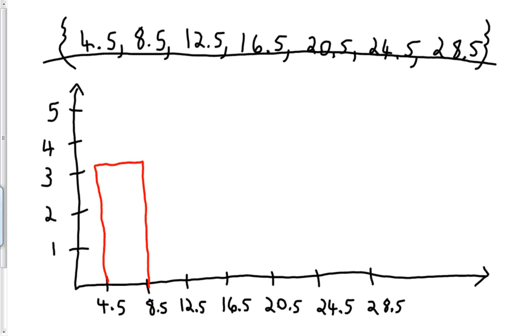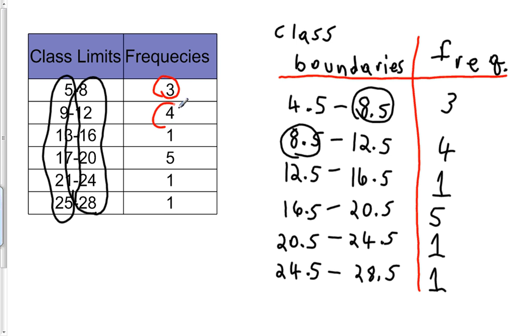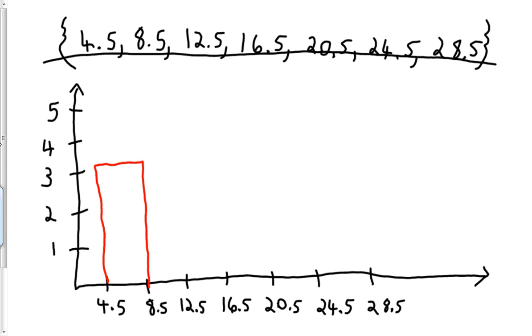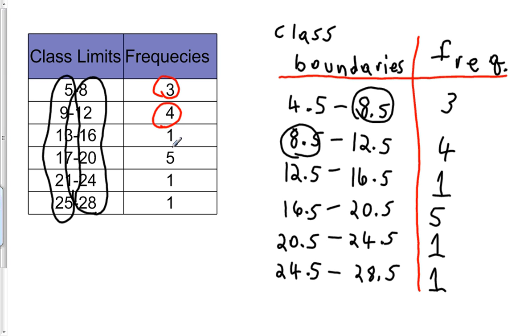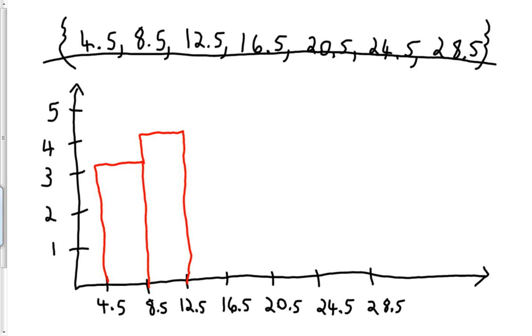Now for the next class, if you remember, the frequency of the next class was 4. So I'm going to make a vertical bar that extends all the way up to 4 on the y-axis to represent the frequency of that second class. And I'm making that vertical bar between 8.5 and 12.5, the class boundaries for the second class. So there I have a representation of my second class. The frequency of the third class is the number 1. So I'm going to make a bar 1 unit high to represent my third class. And there's my bar of 1 unit.